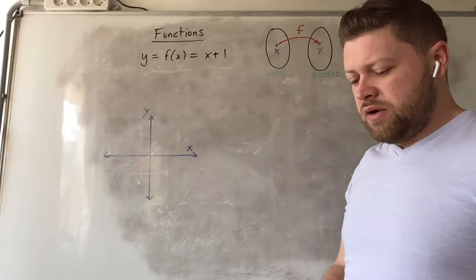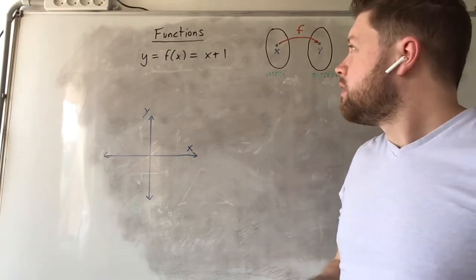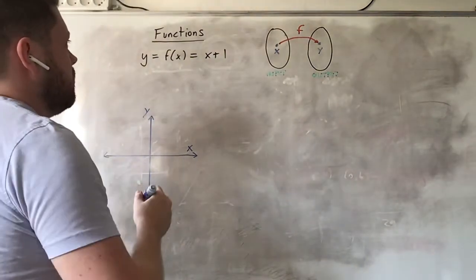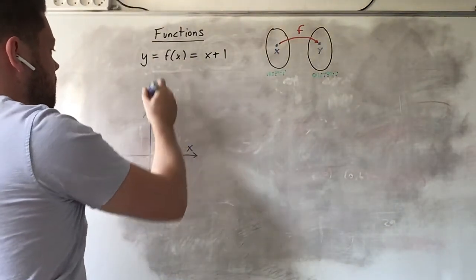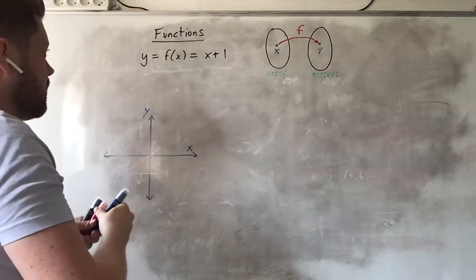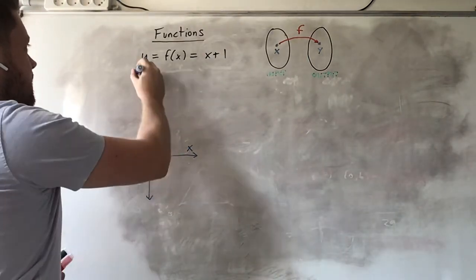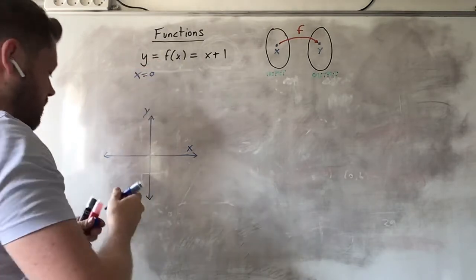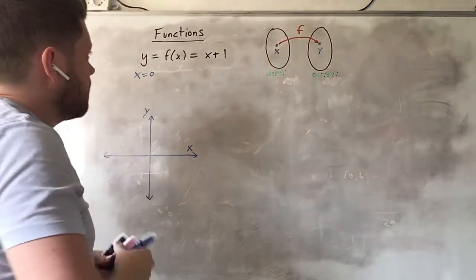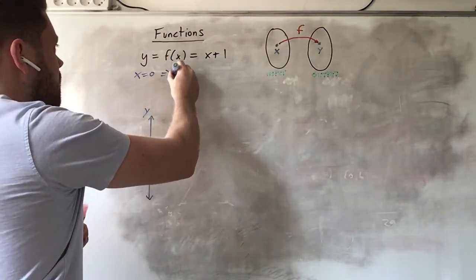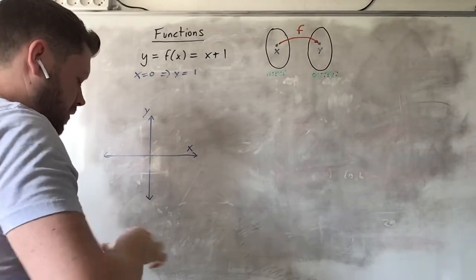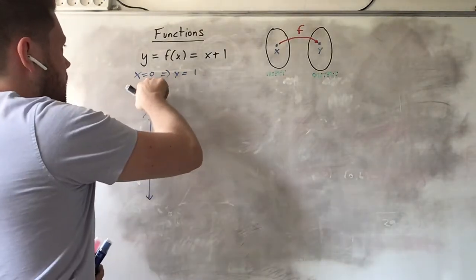So what we'll do is, if you ever want to plot a function, you just have to substitute values. So, for example, to find some points that we can plot on this plane, we can do this. Let's just let x equal 0. When x equals 0, what happens? Okay, when x equals 0, that means that y is 0 plus 1, so y is 1. Okay? So you get the point (0, 1).